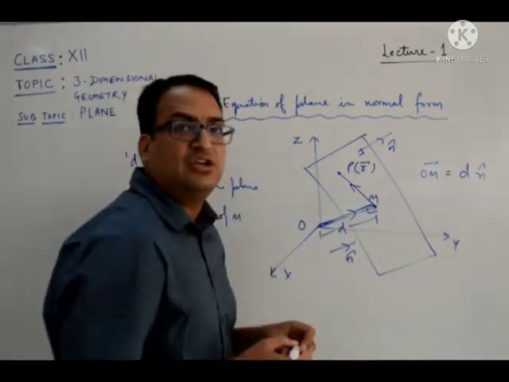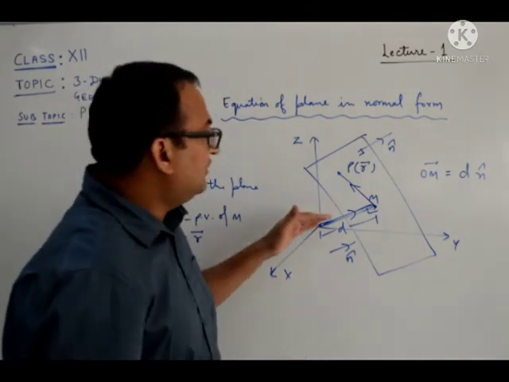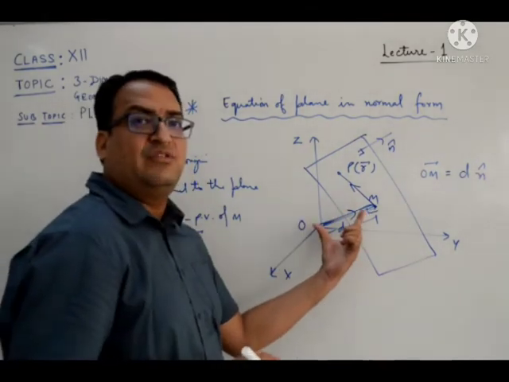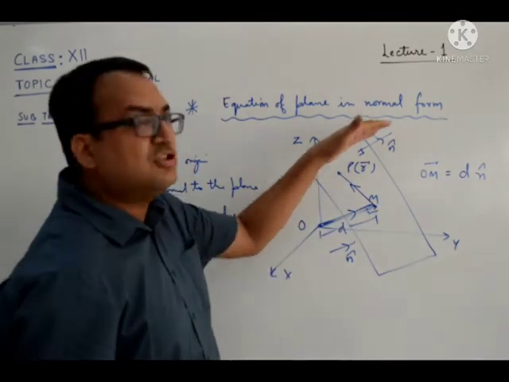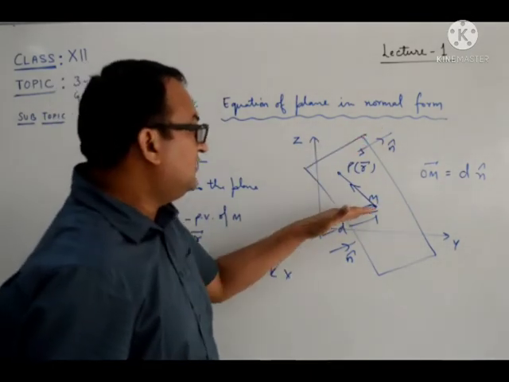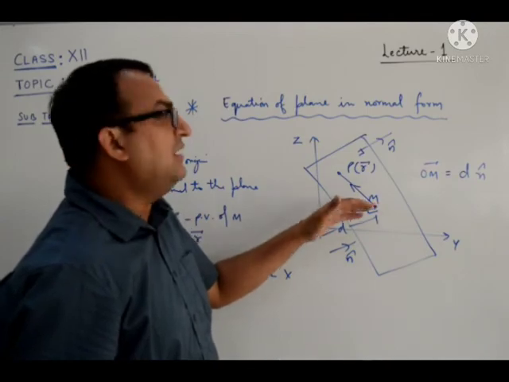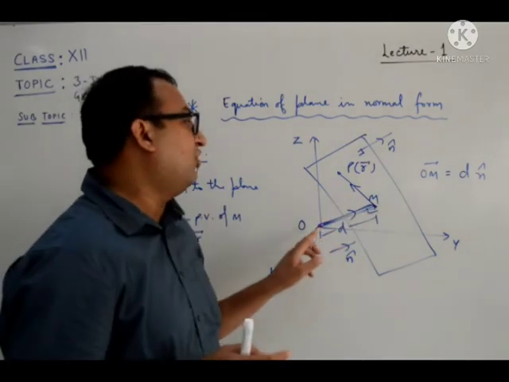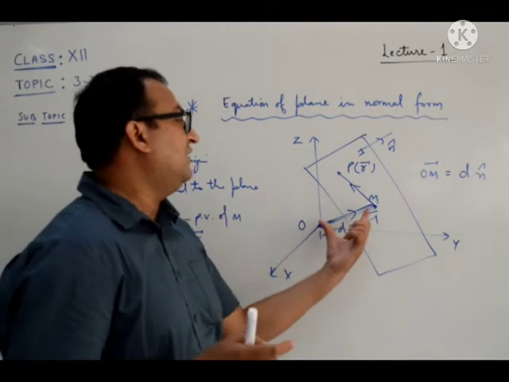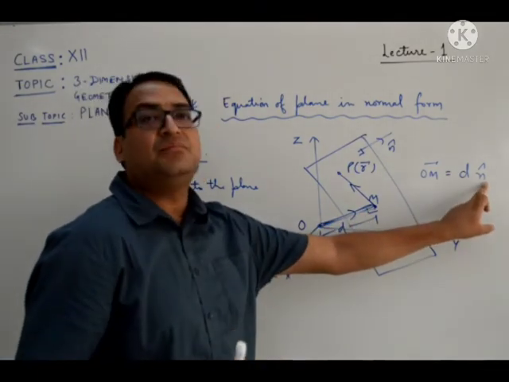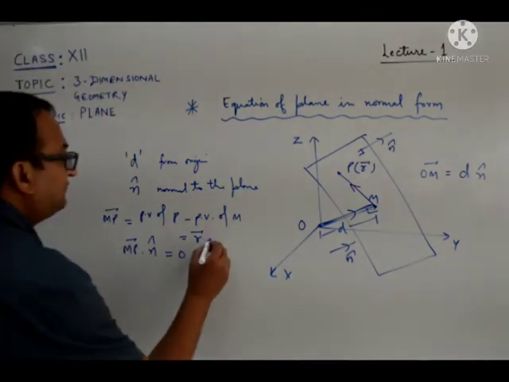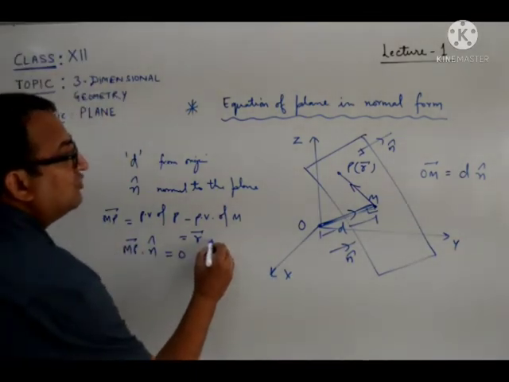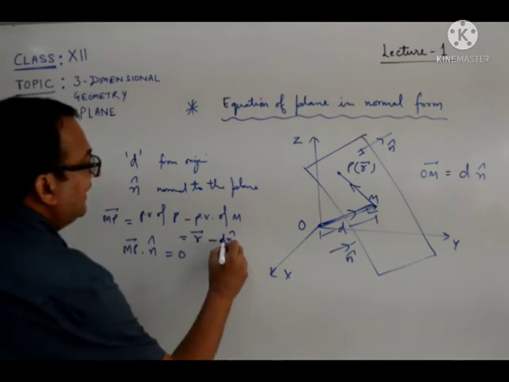So we will be using the direction of the normal vector for finding the direction of OM vector. Reason being, distance is always measured perpendicularly. This distance is also perpendicular to the plane. So the same direction can be used for OM vector also. So OM vector, the magnitude is d and the direction is that of n cap. So the position vector OM is d n cap.